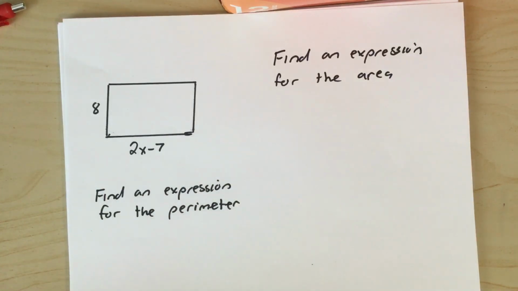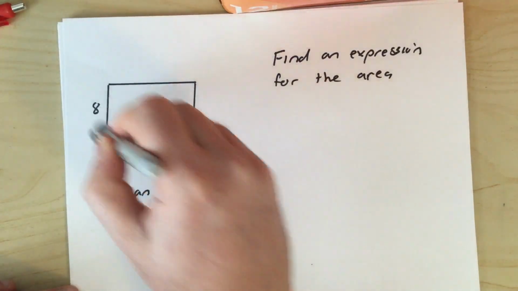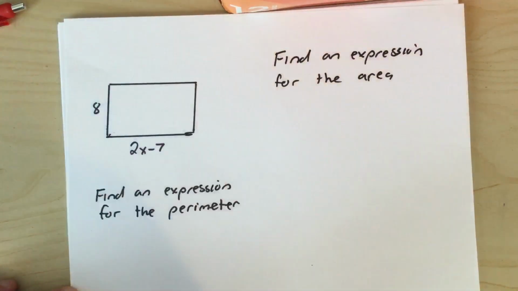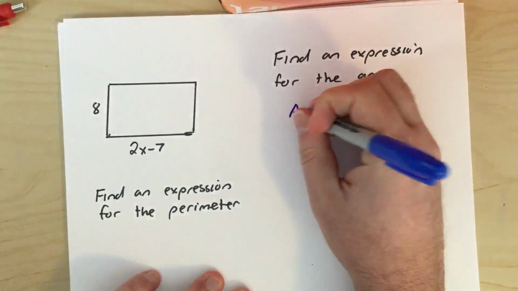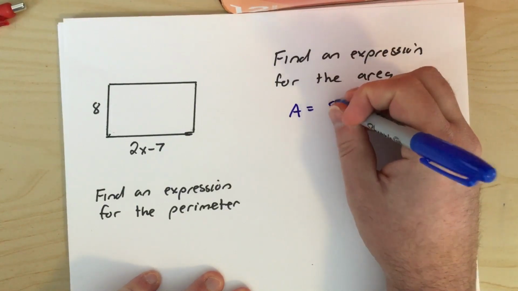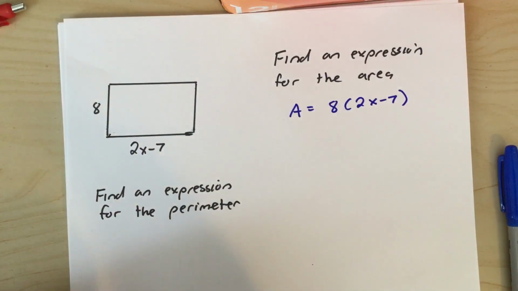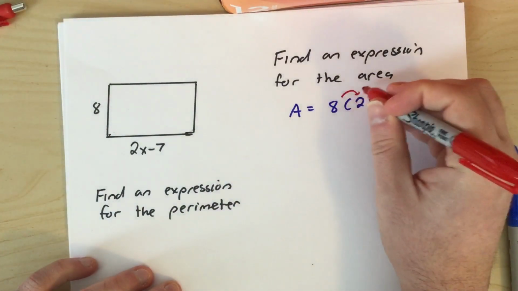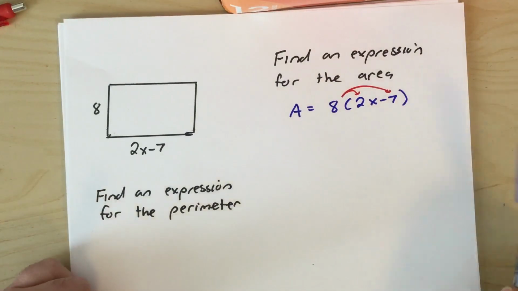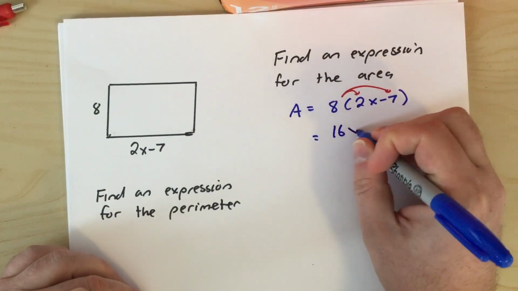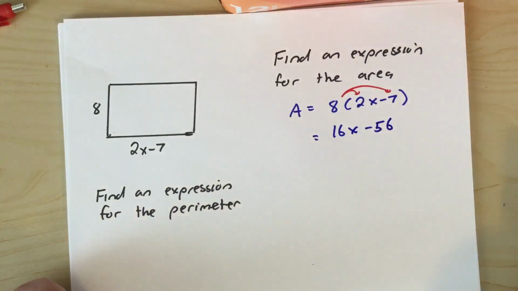So I'm going to leave that as an exercise to figure out why. Okay, so here, find an expression for the area, find an expression for the perimeter. Now the area of a rectangle is the length times the width. It's one side times the other side. So the formula here is area equals length times width. It's going to be 8 times 2x minus 7. Then what we do is we multiply it in, and we get 16x minus 56.